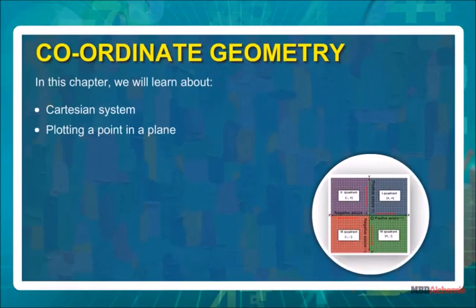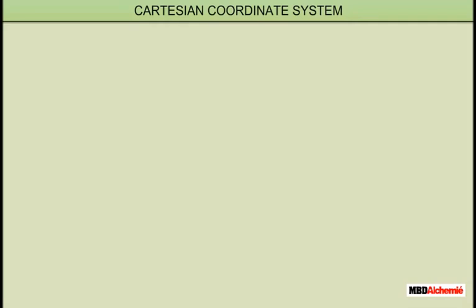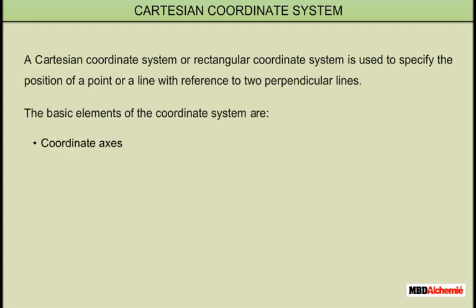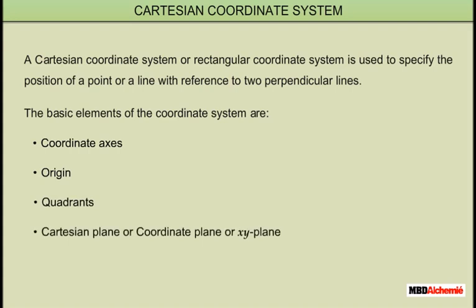In this chapter, we will learn about the Cartesian system and plotting a point in a plane. Cartesian coordinate system: A Cartesian coordinate system or rectangular coordinate system is used to specify the position of a point or a line with reference to two perpendicular lines. The basic elements of the coordinate system are coordinate axis, origin, quadrants, and the Cartesian plane or coordinate plane or XY plane.